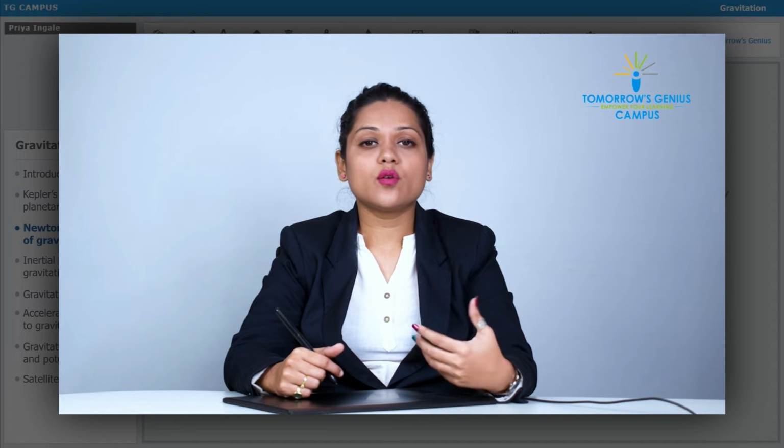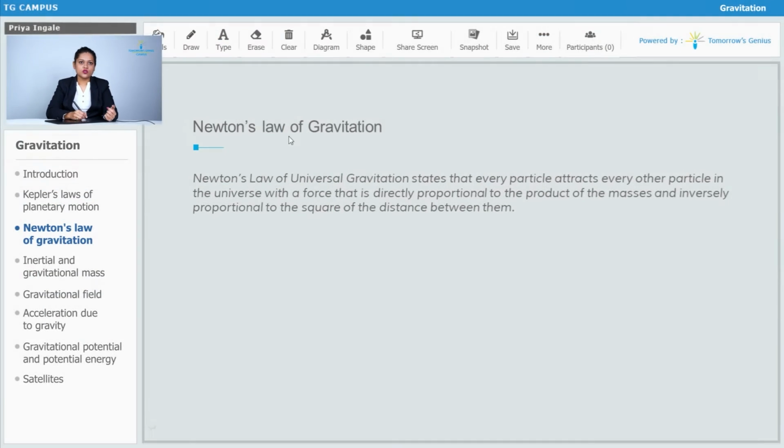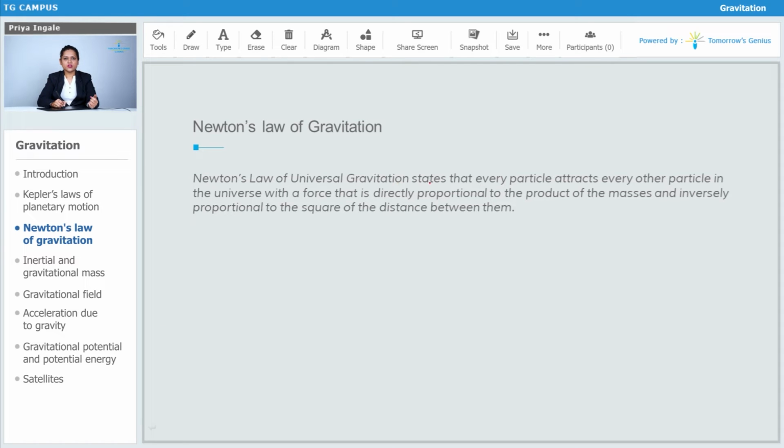So let us see what this law says. The universal law of gravitation states that every particle attracts every other particle in the universe with a force, right? So there is an attractive force between all the objects in the universe. Now how to calculate that force? The dependency of that force is also given in the statement: this force is directly proportional to the product of masses and inversely proportional to the square of distance between them.